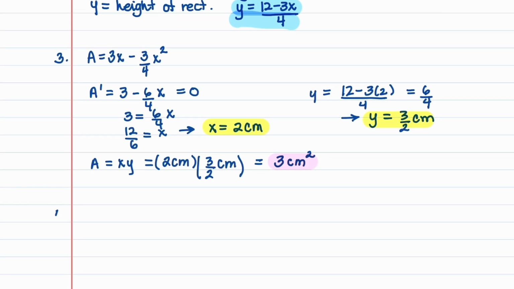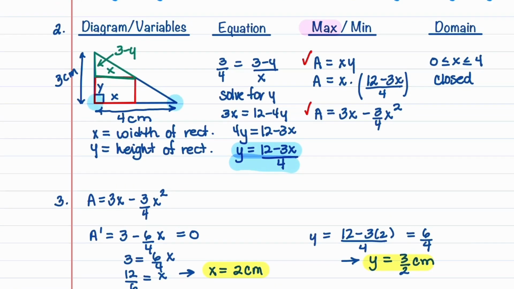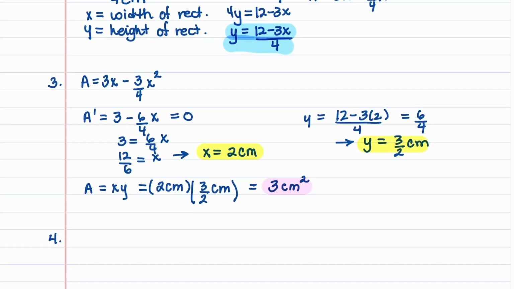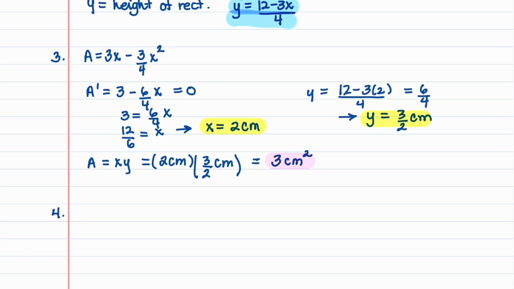It may now feel like we're done, but we're not quite done. What we have to do now is justify that this area that we got is a maximum. To do that, we have to go back to our domain and see if it's open or closed. This domain is closed, so that means that to justify that our area is a maximum, we have to find A at our endpoints and then compare it to the 3 centimeters squared.